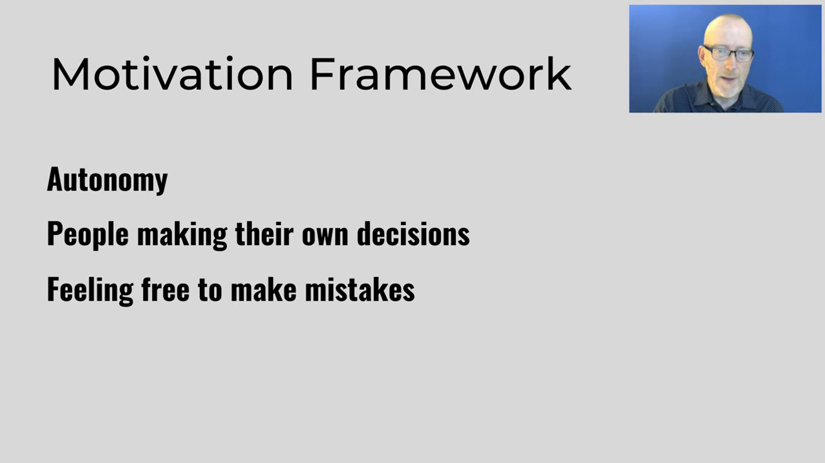So let's take a look at autonomy. Now, some people are motivated by autonomy. That means having the freedom to make their own decisions, decide what to do, when to do it. But I think most importantly, the freedom to make mistakes. The freedom to make a mistake, learn from that mistake, and then try again without any kind of punishment for making the mistakes. Okay, so number one in this motivational framework is autonomy.